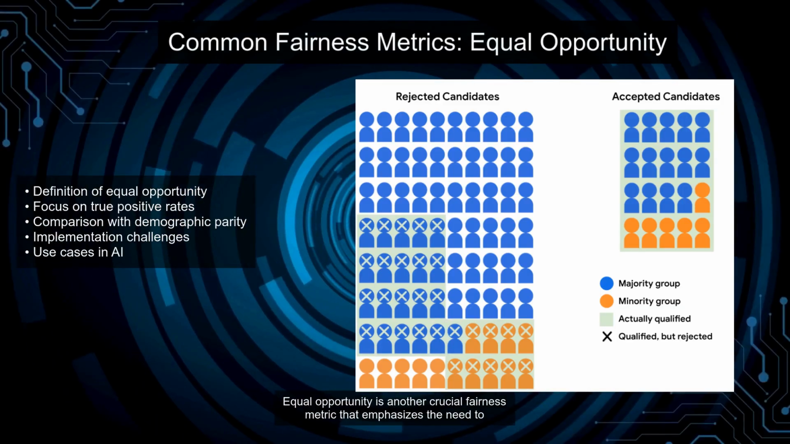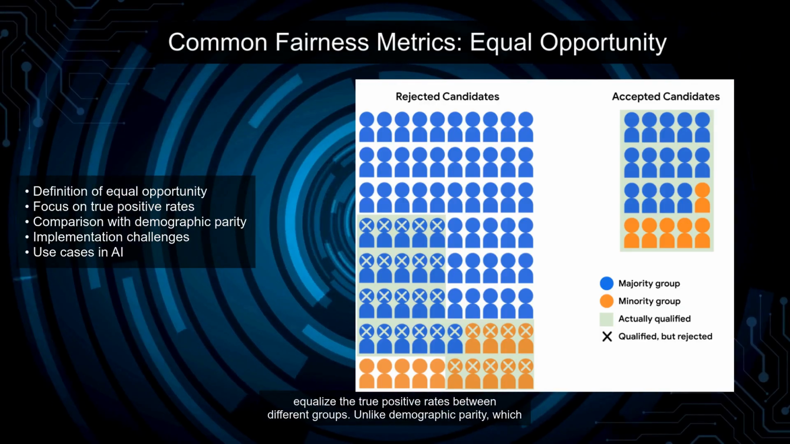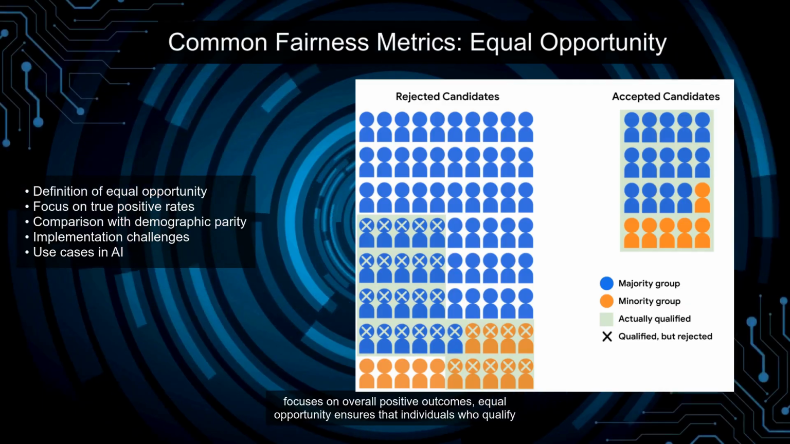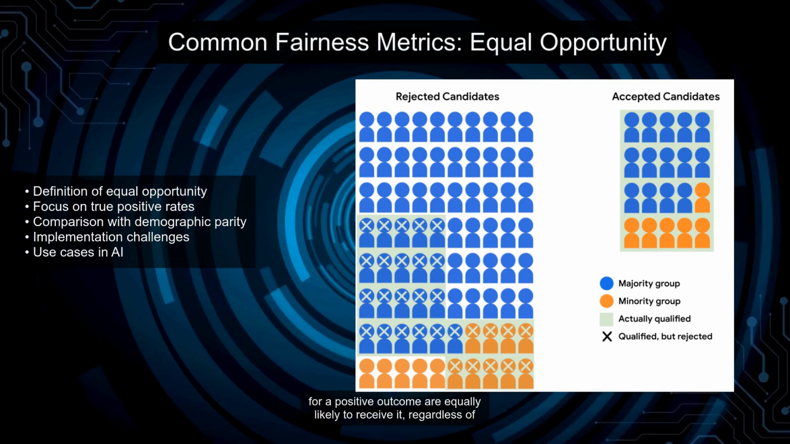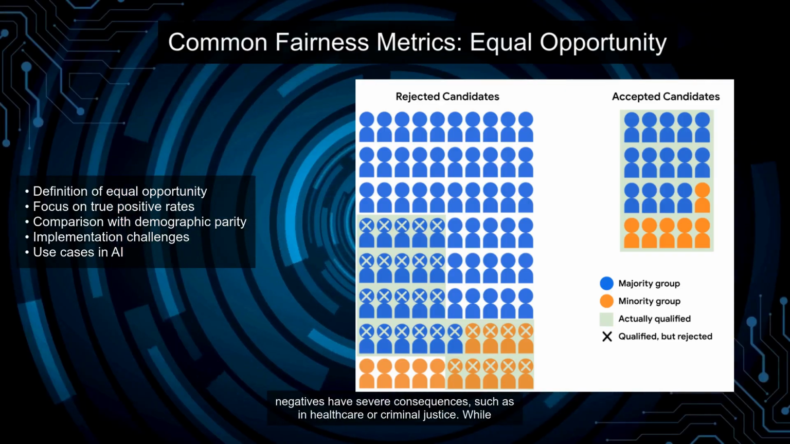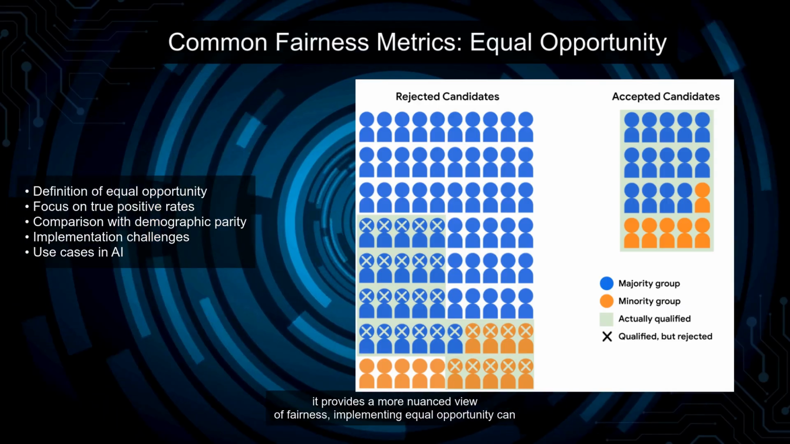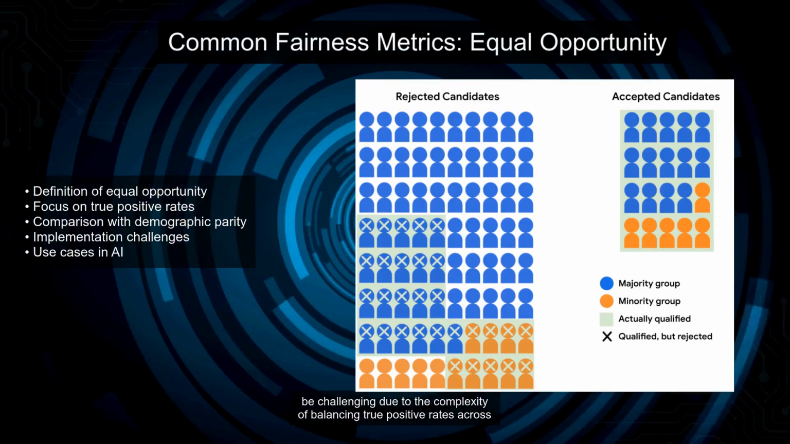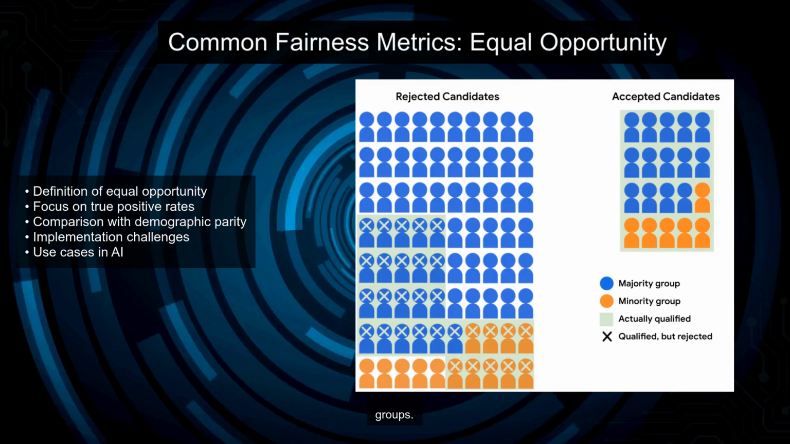Equal opportunity is another crucial fairness metric that emphasizes the need to equalize the true positive rates between different groups. Unlike demographic parity, which focuses on overall positive outcomes, equal opportunity ensures that individuals who qualify for a positive outcome are equally likely to receive it, regardless of their group membership. This metric is particularly useful in scenarios where false negatives have severe consequences, such as in healthcare or criminal justice. While it provides a more nuanced view of fairness, implementing equal opportunity can be challenging due to the complexity of balancing true positive rates across groups.